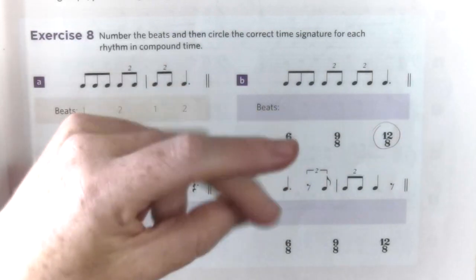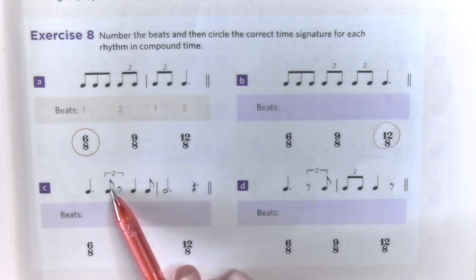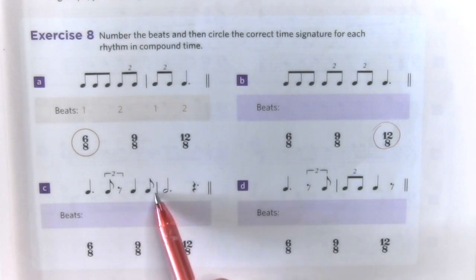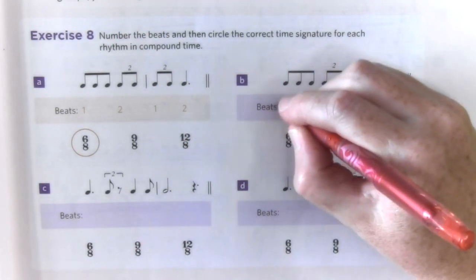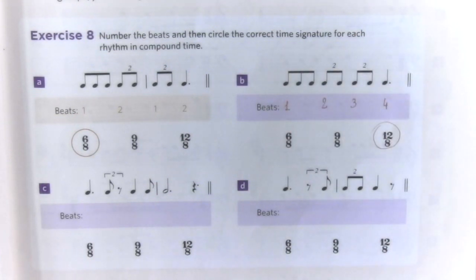Again here, quick, quick, quick. Flow like music. 1, 2, 3. 1, 2, 3. 1, 2, 3. How many? 9. Oh, sorry, the beats. 1, 2, 3, and 4. Okay.